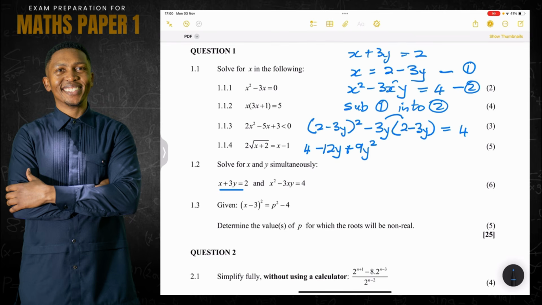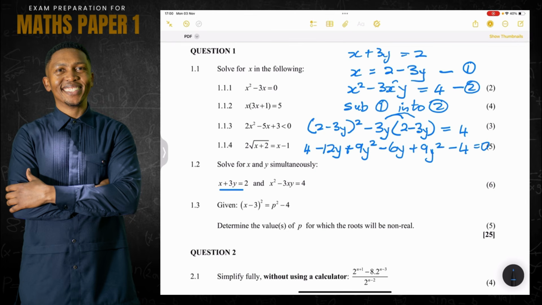Right, so we multiply into that bracket. That will give us negative 3y times 2. That's negative 6y. Okay, negative 3y times negative 3y. That's going to give us plus 9y squared. Okay, I'm going to bring the 4 to the other side. This is minus 4 is equal to 0. All right, now let's try and solve this.